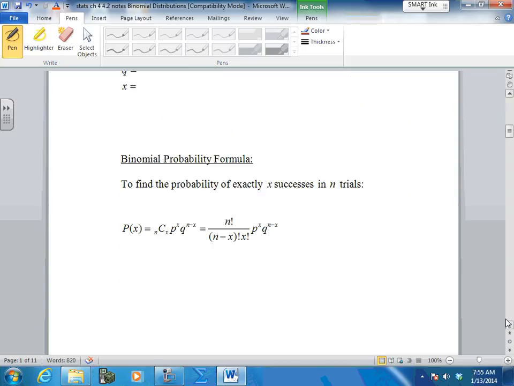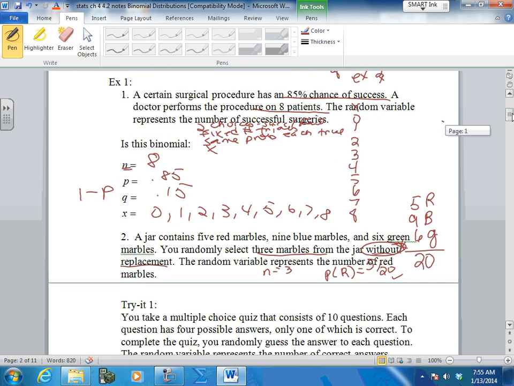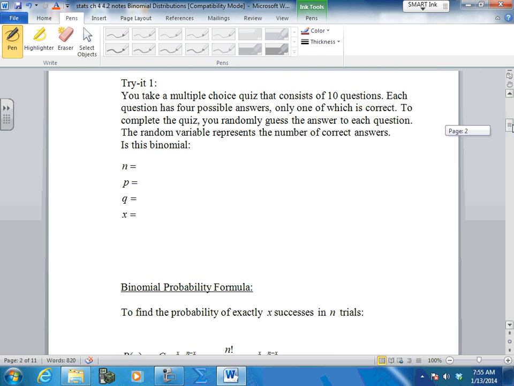Okay? You guys take a minute. I'm having trouble with this thing. I finally got it to work. Okay, take a minute and go over this and find me the N, the P, the Q, and the X. Everybody needs to do this.